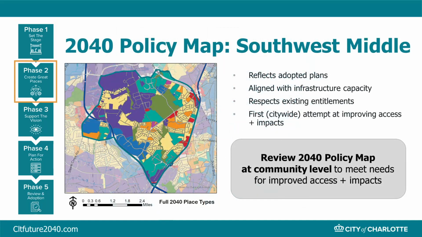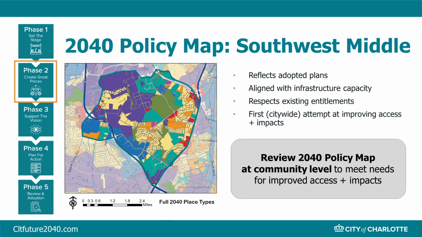In Phase 2, we'll review the place type designations within the 2040 policy map for this geography. These designations are based on guidance from the Comprehensive Plan and significant input from the community. They were applied citywide to ensure future growth is aligned with infrastructure capacity and distributed equitably. In this process, we'll look for opportunities to refine the place type designations to provide better access to housing, goods and services, and mitigate environmental impacts in your area.